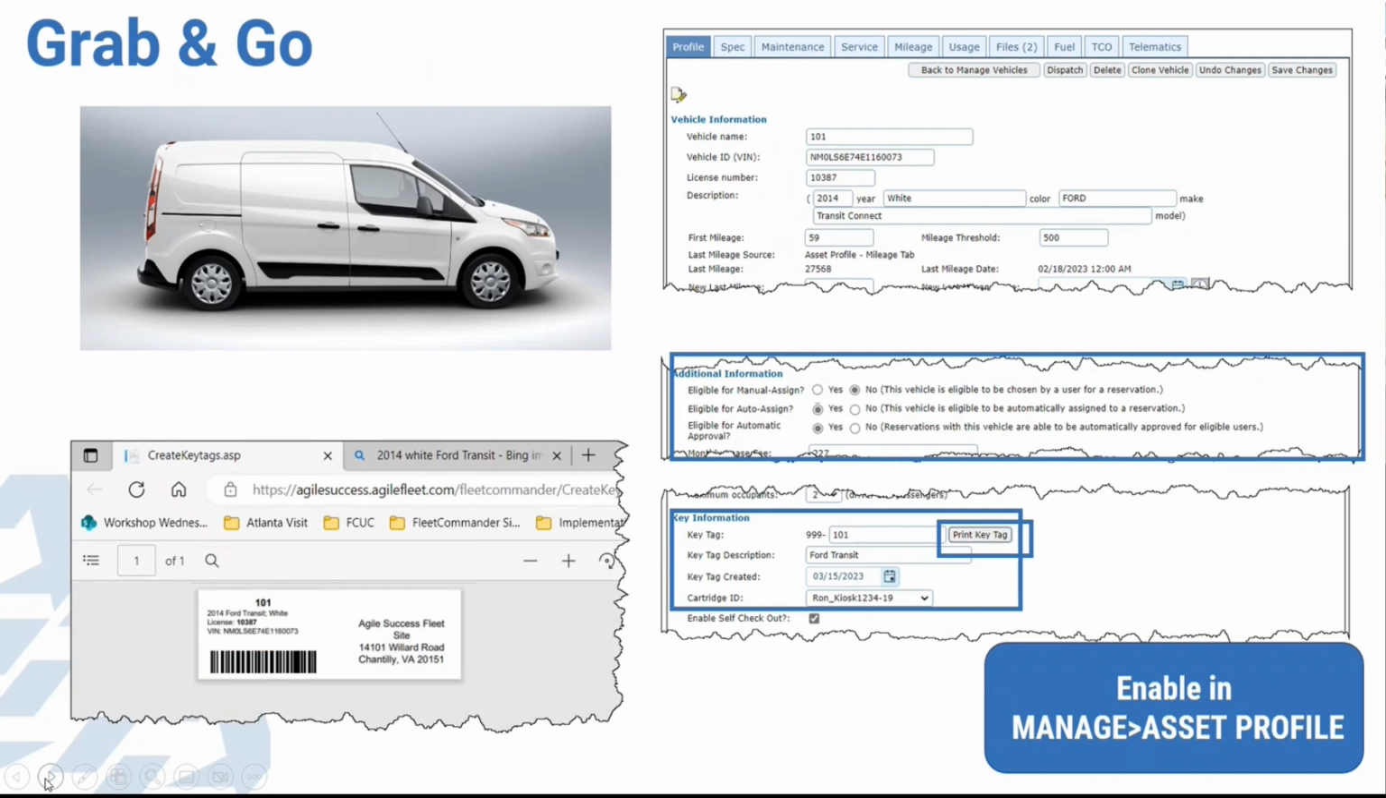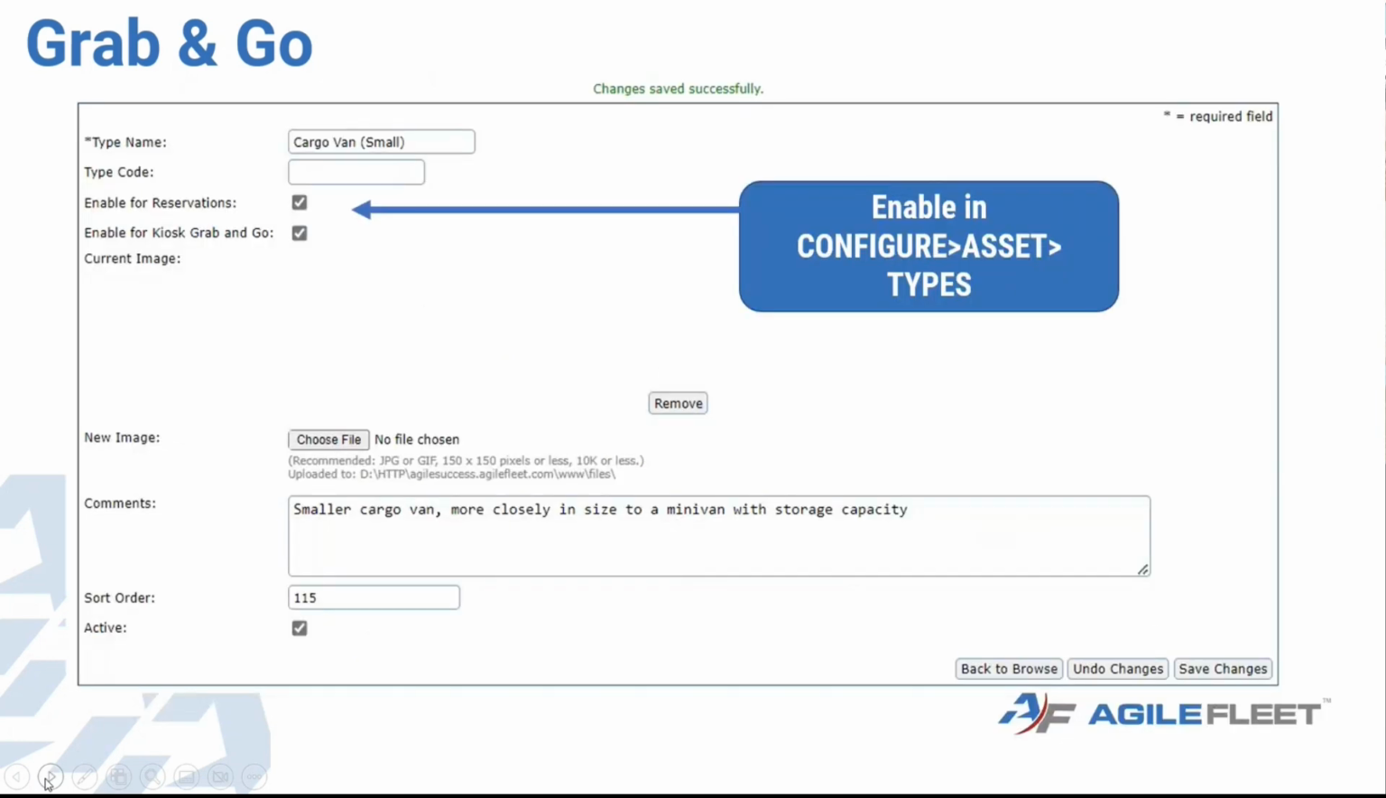Another thing you want to keep in consideration whenever you're dealing with grab and go is that you want to make sure that vehicles are set as a vehicle type. Those vehicles that are going to be in your key box, that type of vehicle, be it a small cargo van, be it a large SUV, which covers maybe all your small cargo vans, be it the Ford or Chevy or whatever it may be, actually can be presented there as a group there at the kiosk.